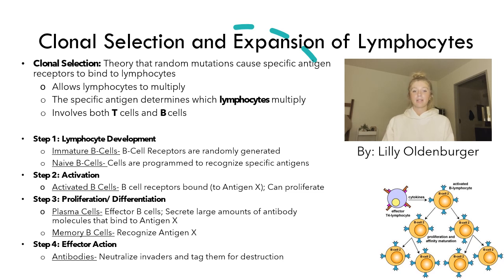Also, memory B cells can recognize antigen X, which helps attach more lymphocytes. Step 4 is the effector action. This is when antibodies neutralize invaders and tag them for destruction. Thus, expansion of lymphocytes can only occur when they recognize specific antigens.